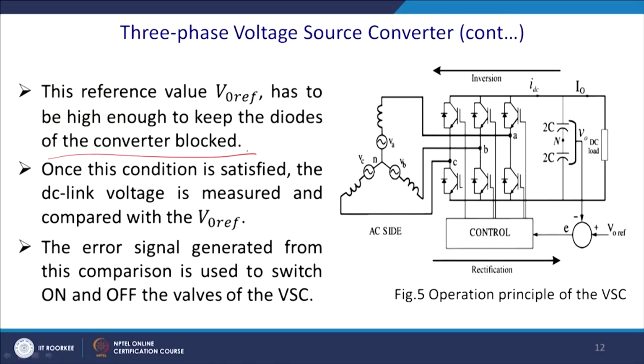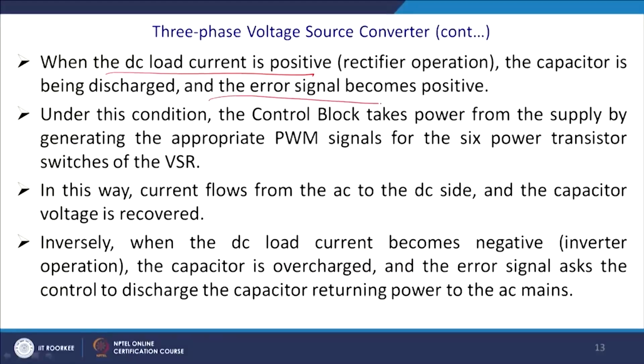Once this condition is satisfied, the DC link voltage is measured and compared with this V output ref. The error signal generated from the comparison is used to switch on and off the valves of the voltage source converter. When the DC load current is positive, that means it is in rectifier operation, you are taking power from the AC side, the capacitor is being discharged and the error signal becomes positive. Under this condition, the control block diagram takes power from the supply by generating appropriate PWM signals for the 6 power transistor switches of the VSR. In this way, current flows from the AC to the DC side and the capacitor voltage is recovered.